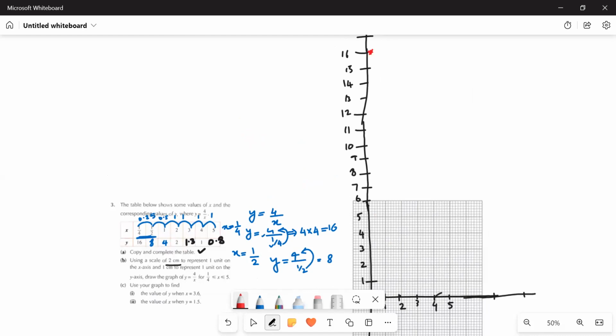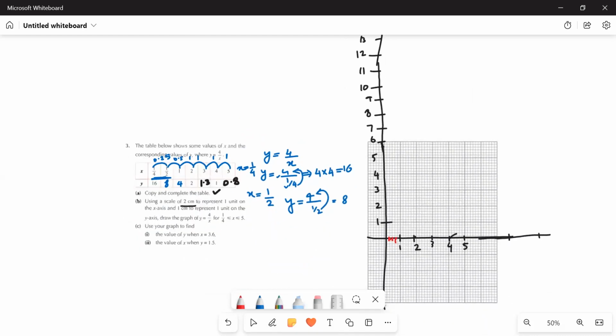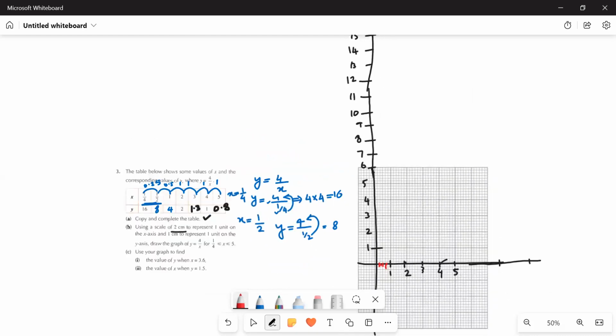Here. Then for half it is 8. For half, we have to leave 4 boxes for 0 to 1, because if you are taking from 0 to 1, it is 0.25. This becomes 0.5. This becomes 0.75, and then it is 1. So this is 1 by 4. This is half.